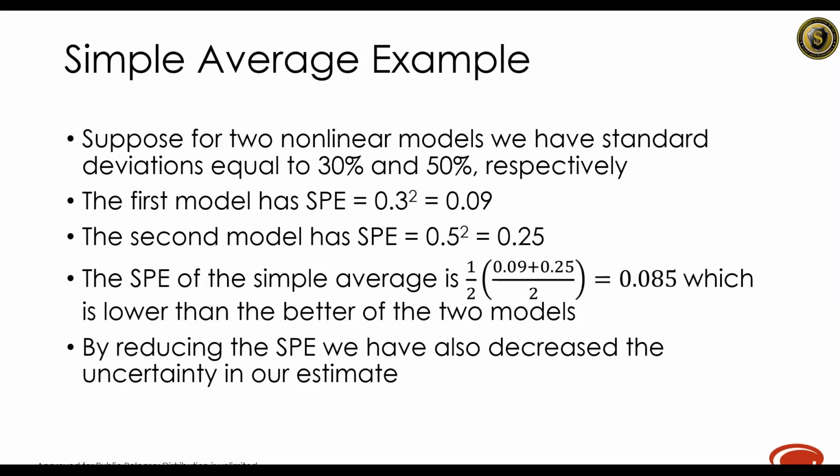Here's just a simple example of that. We have standard deviations equal to 30% and 50% percent error. So basically the variance is 0.09, and the second one has variance 0.25. That's the squares. The variance of the simple average is just the average of those 2, divided by 2. So it's not just the average; it's also divided by n, which is better. You have one model that's pretty accurate, but even combining a more mediocre forecast, the average of those 2 is better than the single best model. So we've decreased the uncertainty in our estimate. Next slide.